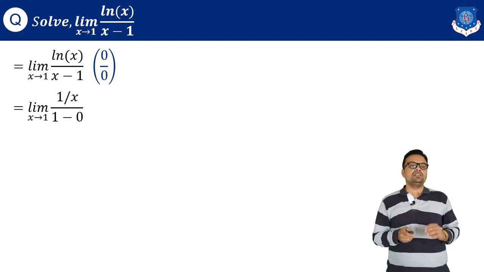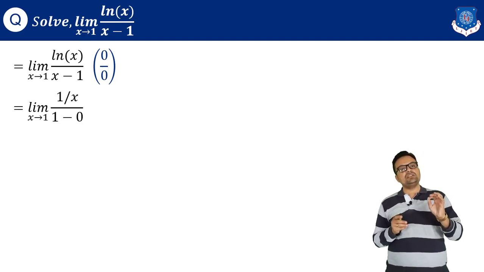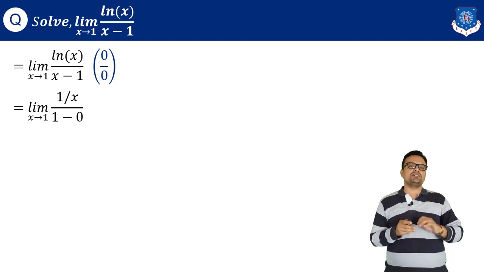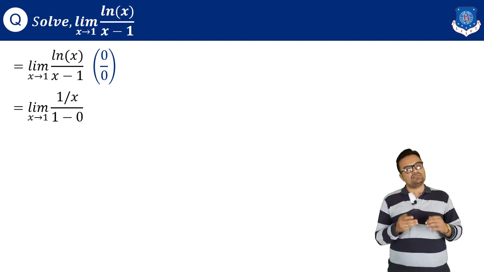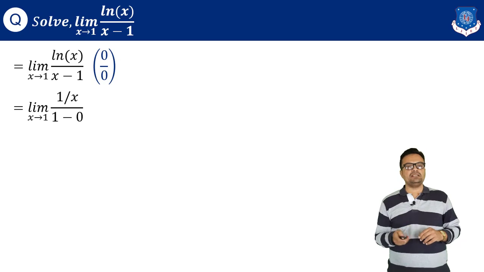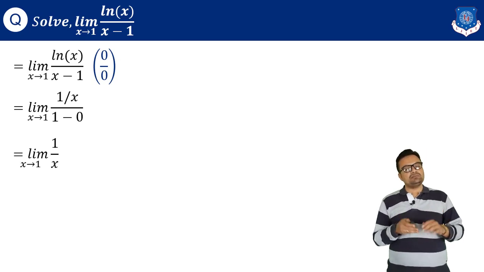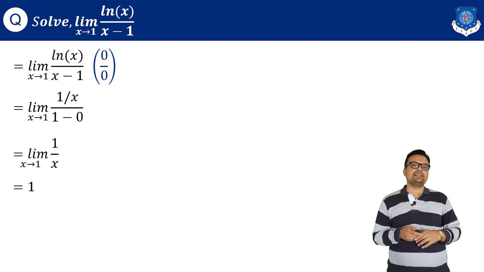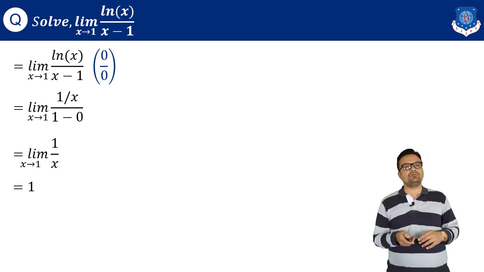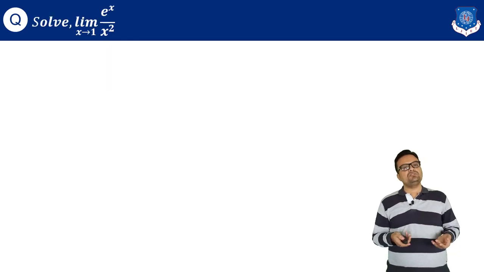Now L'Hopital's rule is something like this: take the individual derivative of the numerator, and the individual derivative of the denominator. So it is 1 by x, and the denominator is 1 minus 0. After simplifying, we will receive the answer 1. This is how very easily you can solve this indeterminate 0 by 0 form. Let us consider one more example.